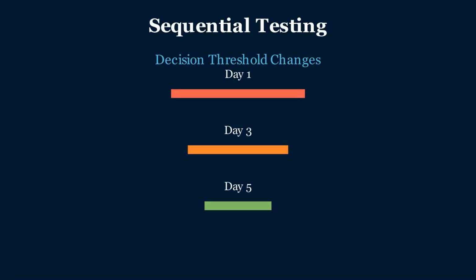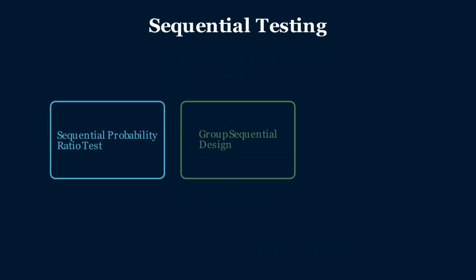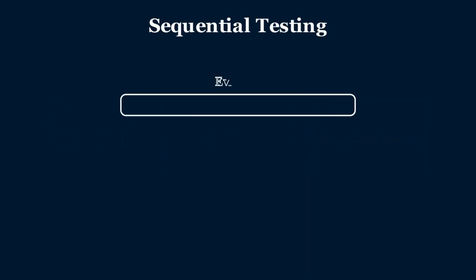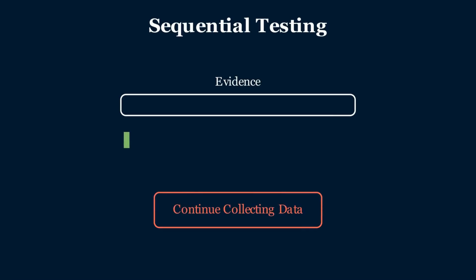Imagine monitoring an experiment every day. Instead of using the same significance threshold each time, sequential testing adjusts the rules so that repeated looks remain statistically valid. Examples: sequential probability ratio test, group sequential designs, always valid p-values. These techniques preserve statistical validity while still allowing early stopping.